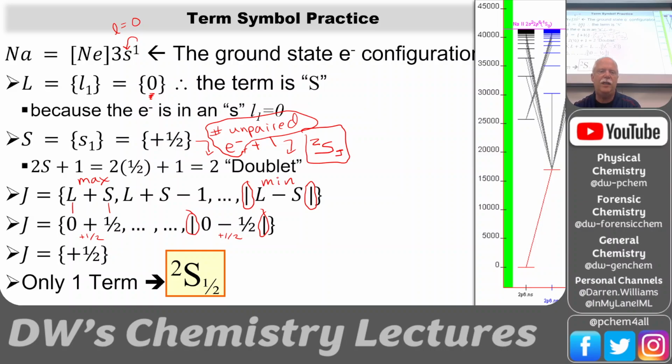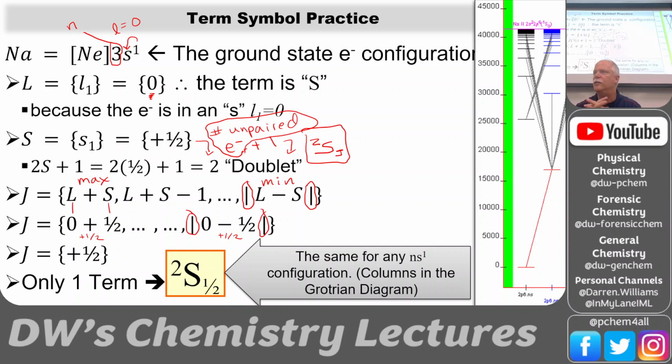And notice we didn't use the principal quantum number in any of this. So n wasn't used, so this applies to any ns1 configuration. This would also apply to the excited state sodium atom where it's in the 4s orbital, or the 5s, or the 6s. And so this whole column could be labeled with the doublet S 1/2. Now I added the little Grotrian diagram in the notes yesterday, so it's not in your handout. But that's just showing you that this is a way to organize and label those columns in our Grotrian diagrams.